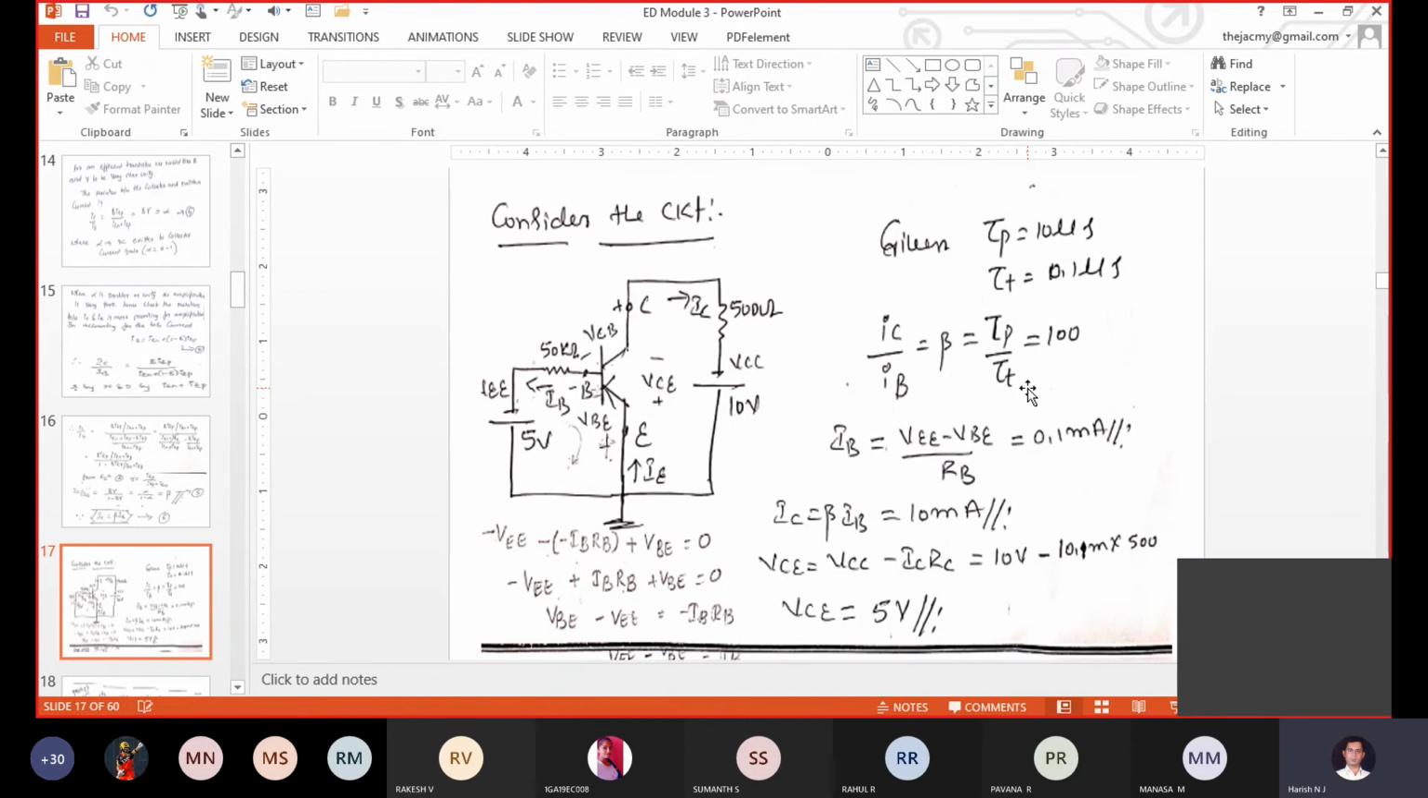IC divided by IB, it is beta. Beta can also be calculated with respect to another formula, tau p divided by tau t. What does tau generally stand for? The average time. Exactly. Average time of what?